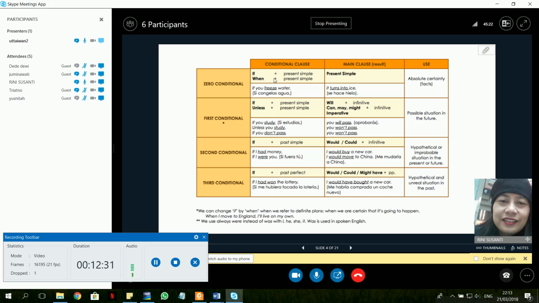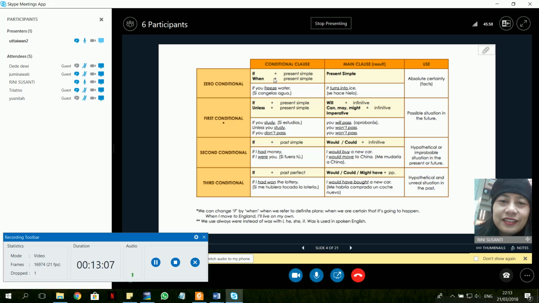Nah, the last one is the third conditional. What is the third conditional? The third conditional is impossible to happen. So, do you see the difference? The second conditional, actually it's possible to happen, but it's not. But the third conditional, it's impossible to happen. This is unreal. It's too high for you to dream about that.